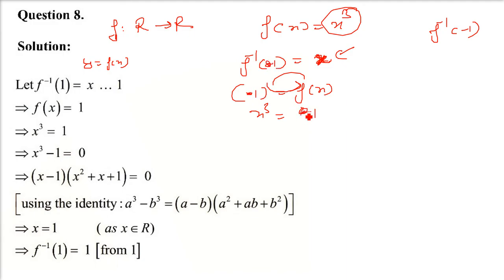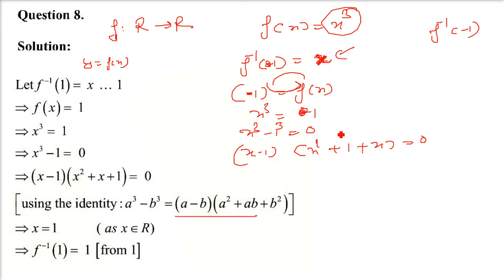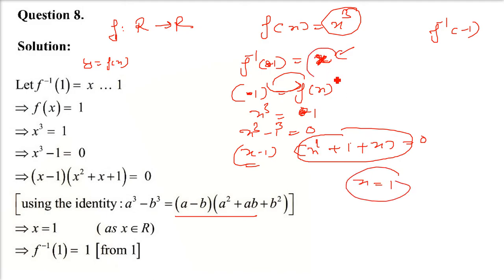So x cube minus 1 equals 0. Just make it as a cube. The a cube minus b cube formula is (a minus b)(a square plus b square plus ab). We already know that. We just use this formula: (x minus 1)(x square plus x plus 1) equals 0. This identity you have to remember. Now x square plus x plus 1 cannot be equal to 0 because we know about the real numbers. Earlier discussions also we had for that. But x minus 1 equals 0, so x will be equal to 1. So f inverse of 1 will be equal to 1.